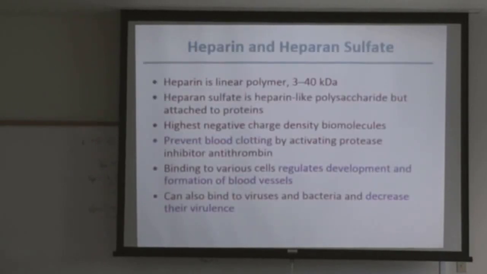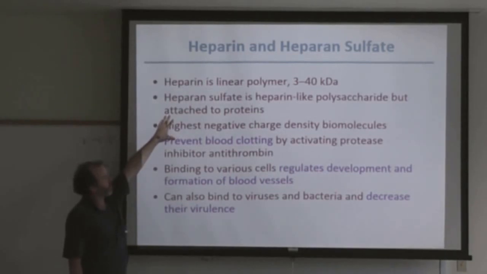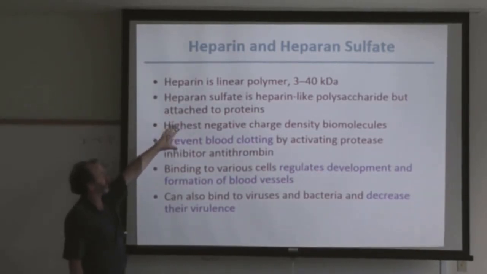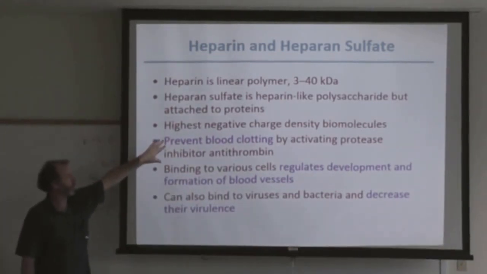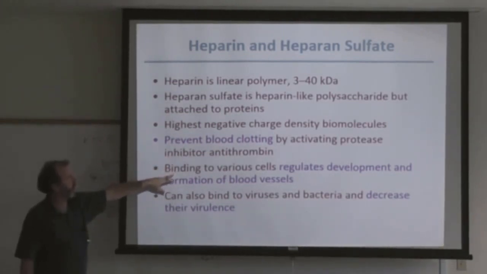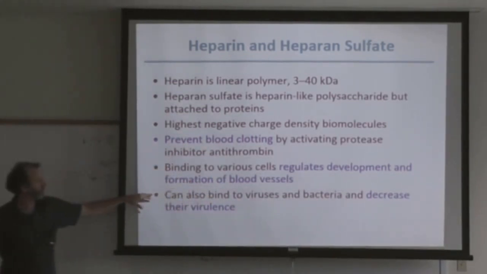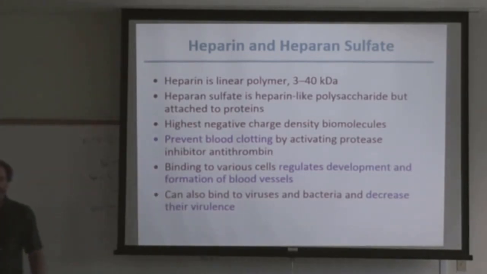So heparin and heparin sulfate. Heparin is a linear polymer, 3 to 40 kilodaltons. Heparin sulfate is like heparin, a polysaccharide, but it's attached to proteins. It's the highest negative charge density biomolecule. It prevents blood clotting by activating the protease inhibitor antithrombin, and it'll bind to various cells, regulating development and formation of blood vessels. It can also bind viruses and bacteria.